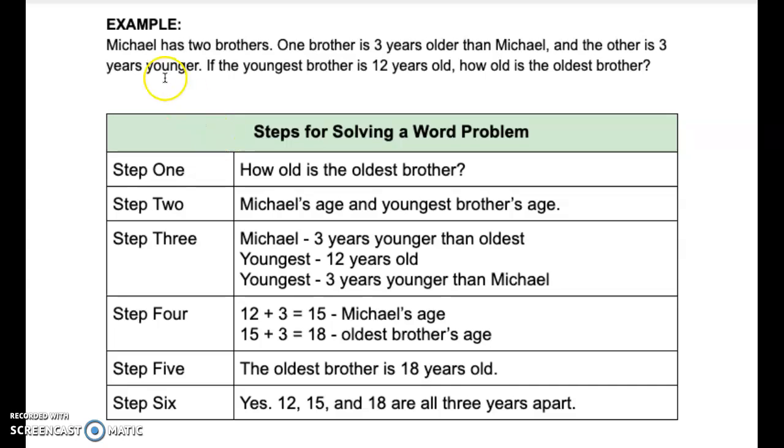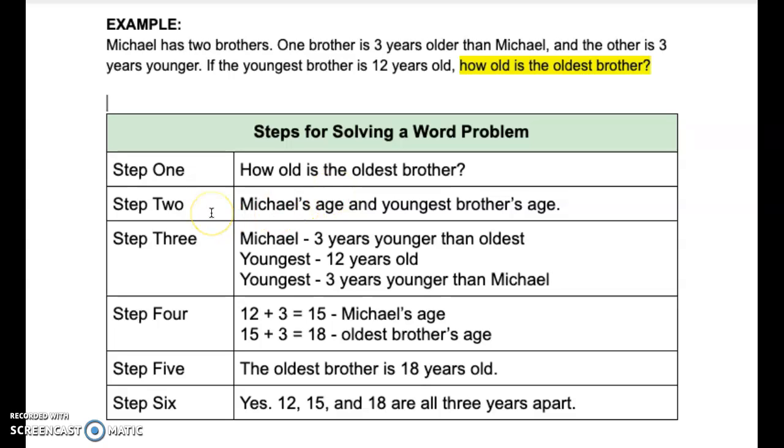If I look right here, remember that one of the clue words I can look for is how. So it says, how old is the oldest brother? They want to know, I'm going to highlight this, how old is the oldest brother? They don't want to know how old the youngest brother is or the middle brother. So my first step is to rewrite that question. How old is the oldest brother?